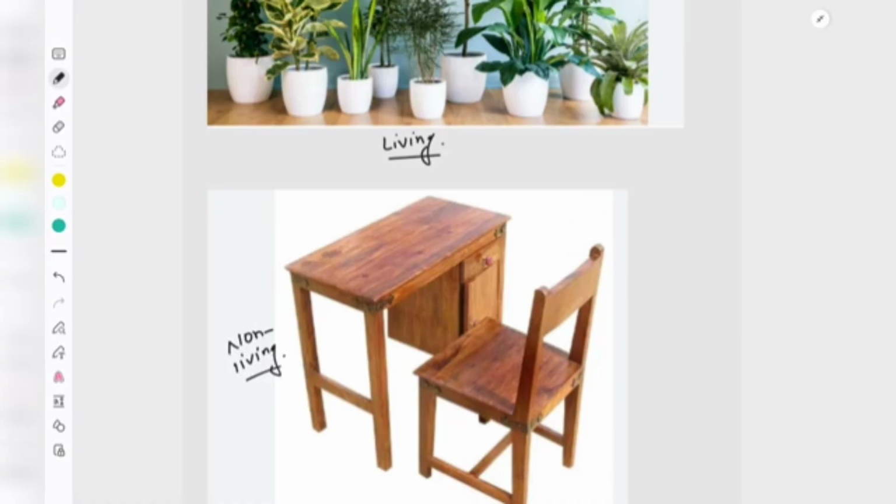So how am I deciding which factor will make anything living or which factor will make anything non-living? What do you think? What is the difference here? Just think about it. I'll give you one more question.